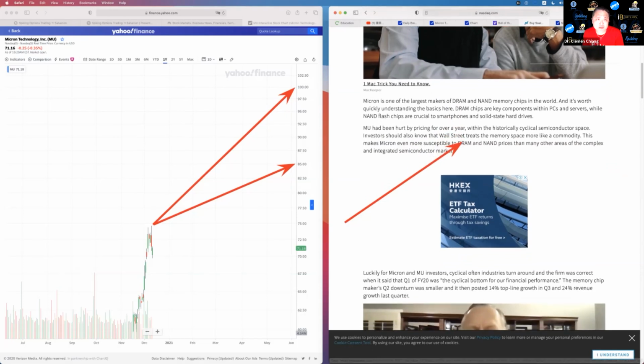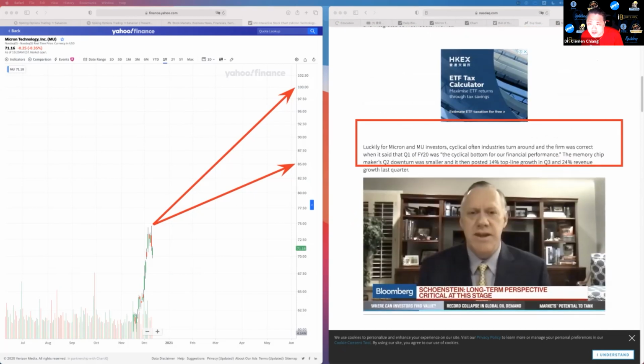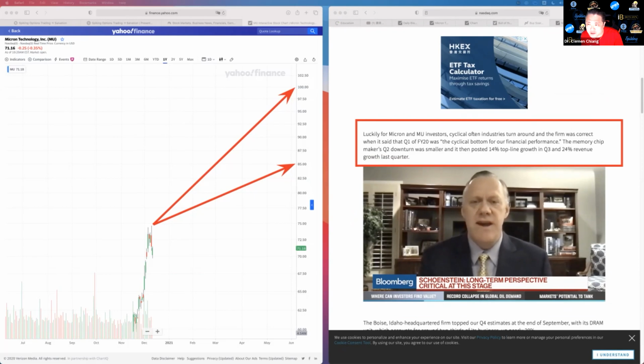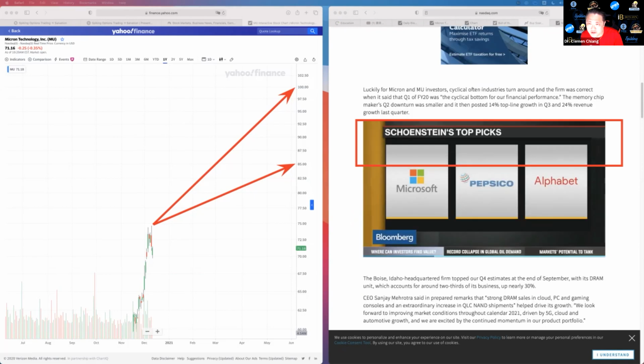And then what happened? Let me just change this to a box so that we can read. And investors should also know Wall Street treats the memory space more like a commodity. This makes Micron even more susceptible to prices. All right. So turn around. The memory chip downtrend was smaller. Okay. So this one continues.